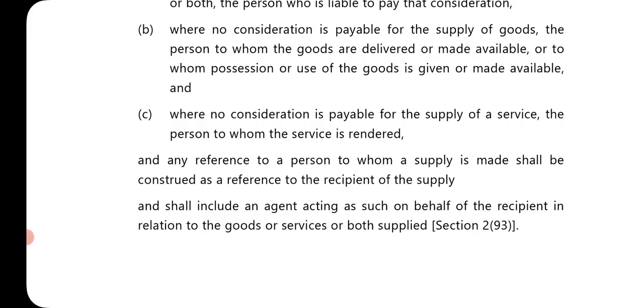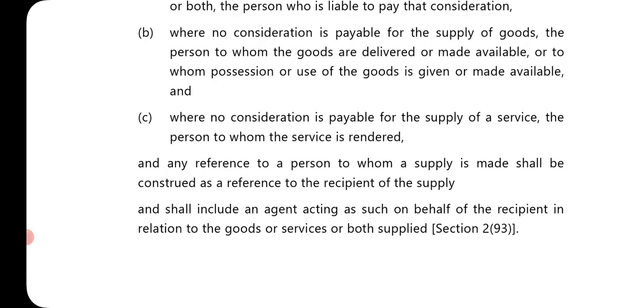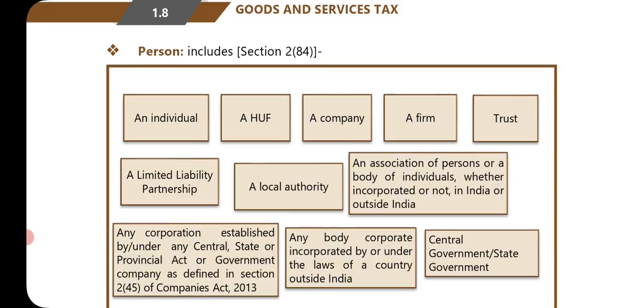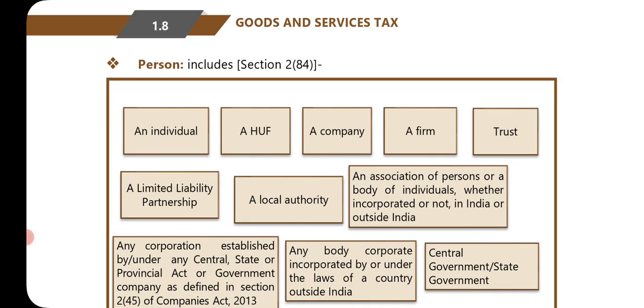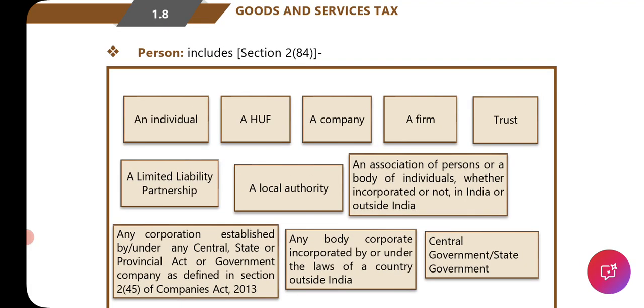In case no consideration is there, then also if anybody is recipient of the goods or anybody is recipient of the service, and any reference to a person to whom a supply is made shall be construed as a reference to the recipient of the supply, and shall include an agent acting as such on behalf of the recipient in relation to the goods or services or both supplied. Again, too confusing. This requires a second study.